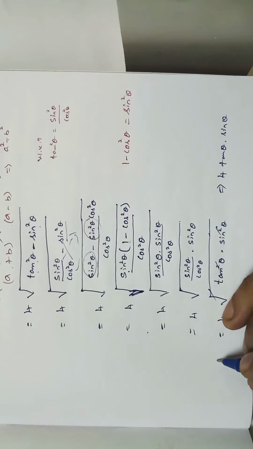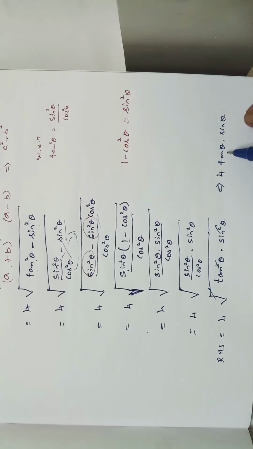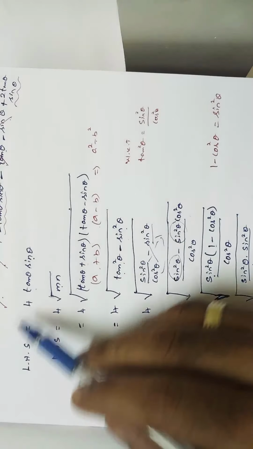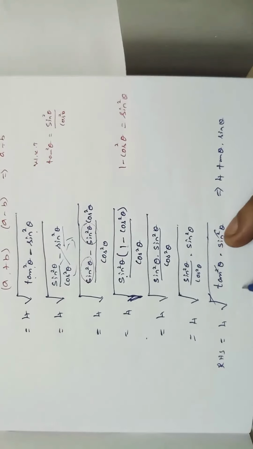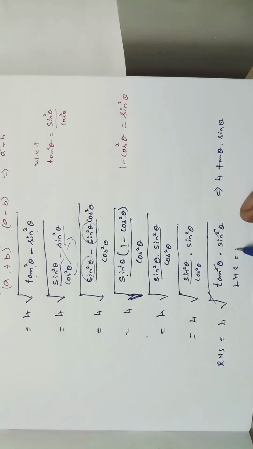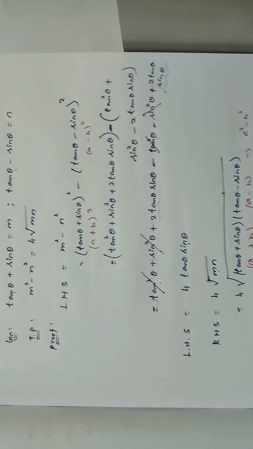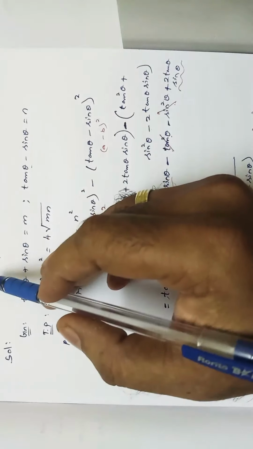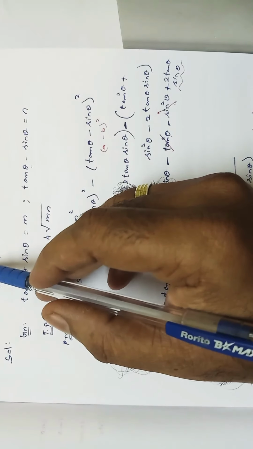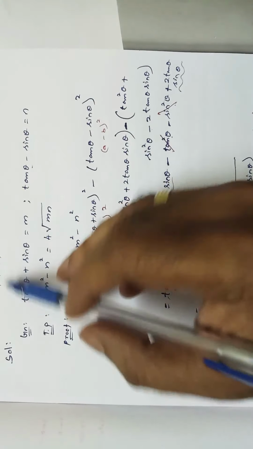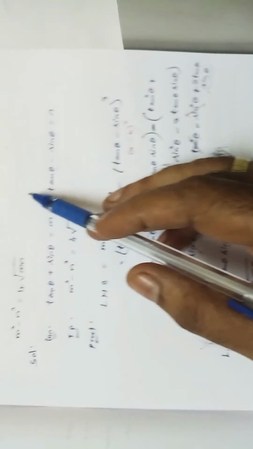So RHS is equal to 4 into tan theta sin theta. LHS is 4 into tan theta sin theta. So LHS is equal to RHS. Hence proved. So what is the methodology we are doing? See, simply they are giving the variables, right? So variable m is equal to some values and n is equal to some values, right?